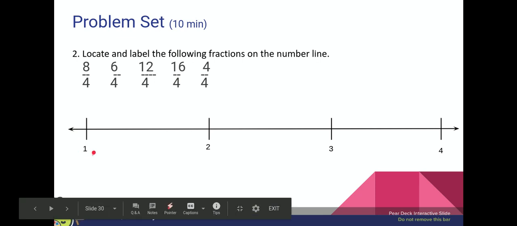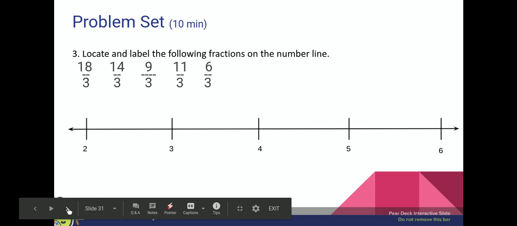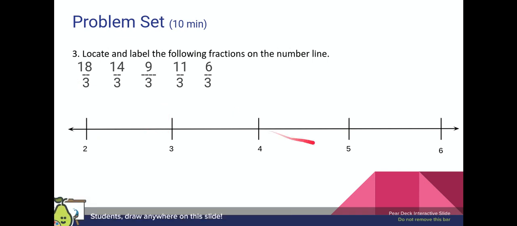Looking at your starting point, what number are you starting at? 1. So you already have 1 whole. So 1 times 4 would be 4. Very good. Awesome. Okay, now go to the next one. Number 3, you're going to be dividing into thirds. Correct. You're going to be dividing each section into thirds.